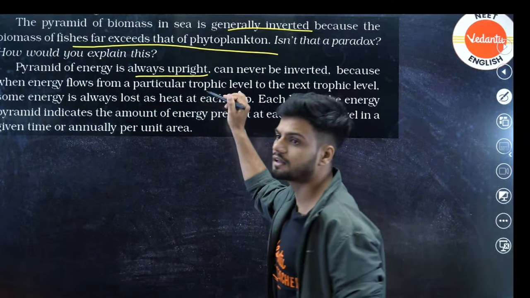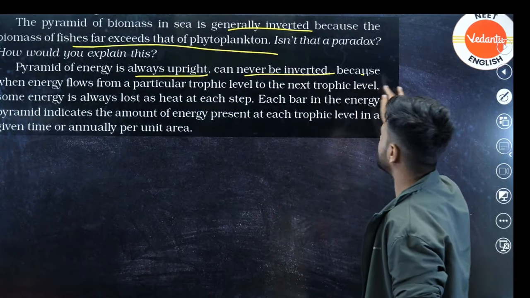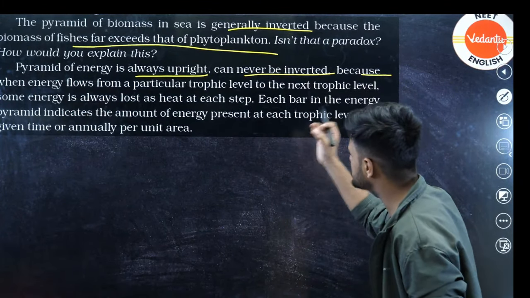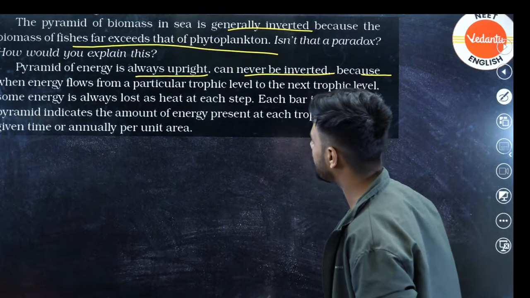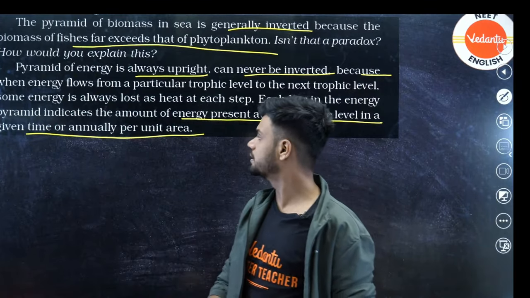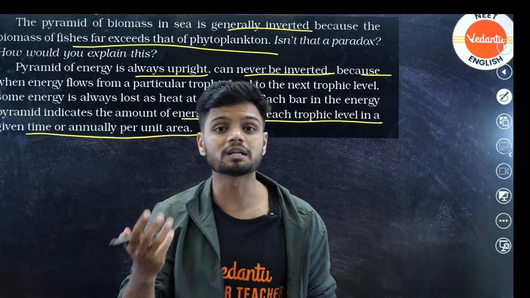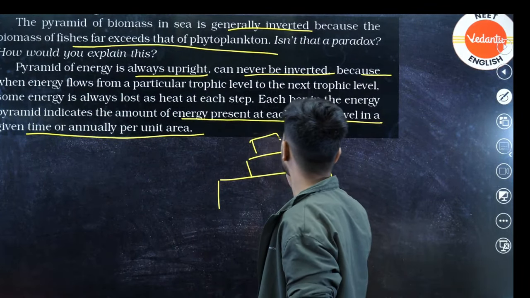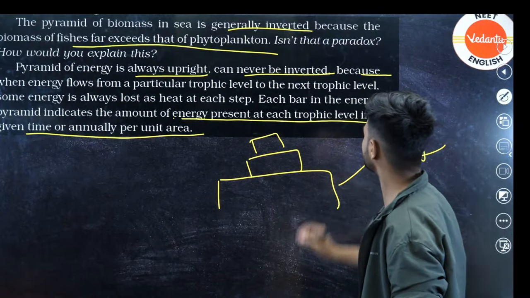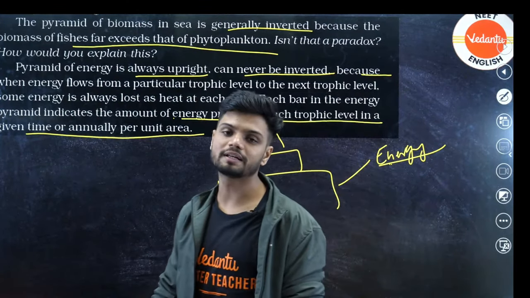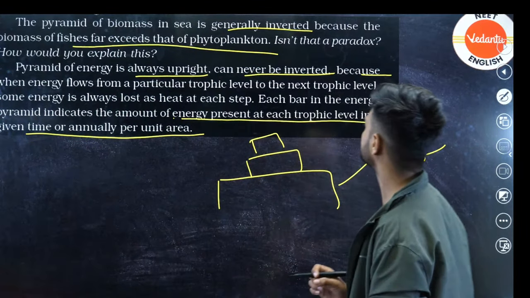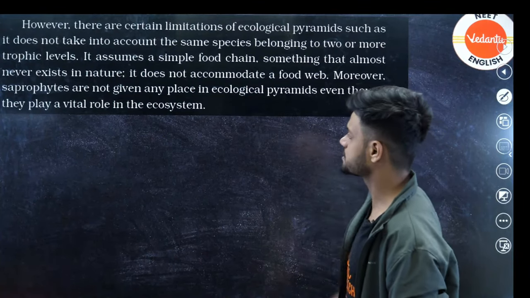Pyramid of energy is always upright. It can never be inverted because when the energy flows from one trophic level to the next, some energy is always lost as heat at each step. Each bar in an energy pyramid indicates the amount of energy present at each trophic level in a given time or annually per unit area. So each bar is representing the amount of energy present at each trophic level in a given time or per unit area. Okay? Clear? Amazing.